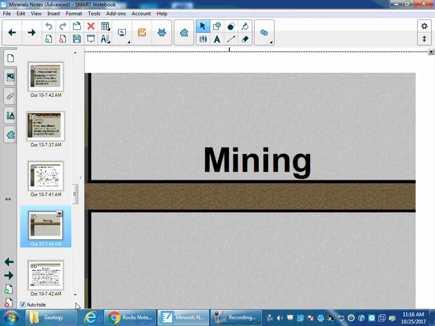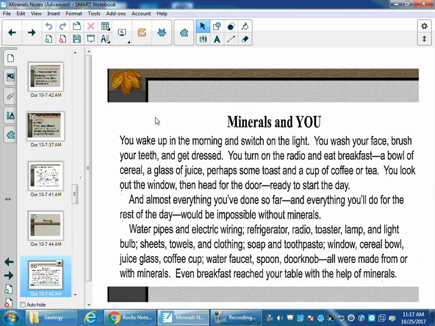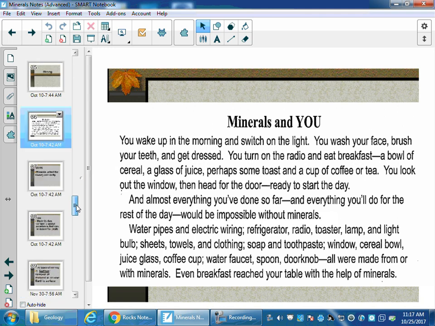There's another way to think about this as well. There's this paragraph here that talks about the different ways that you use minerals in your life, even on a daily basis, things you do in the morning, stuff like that. So you use minerals all the time, even if you're not necessarily aware of that.